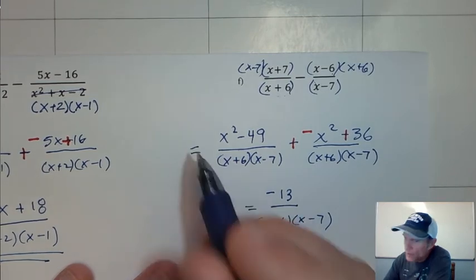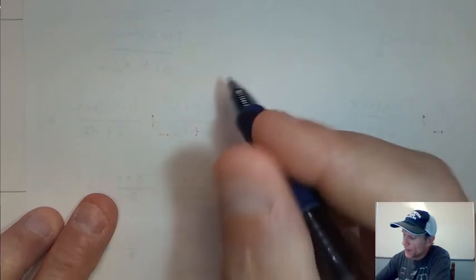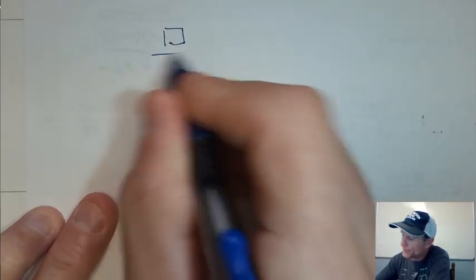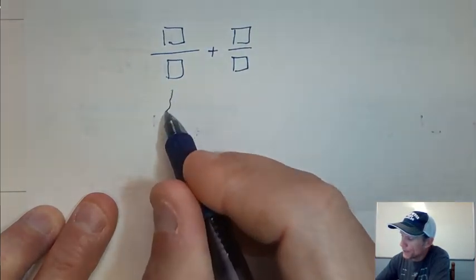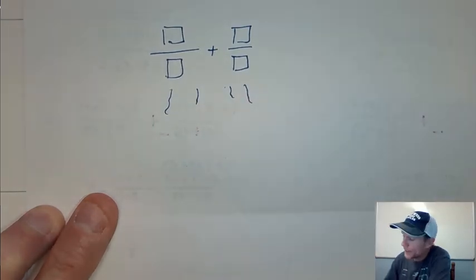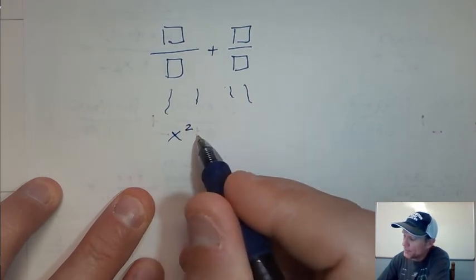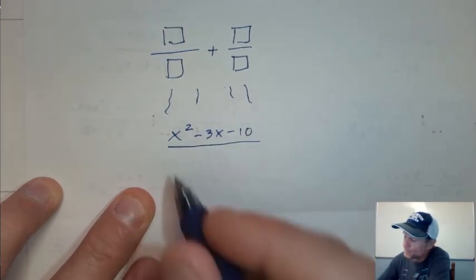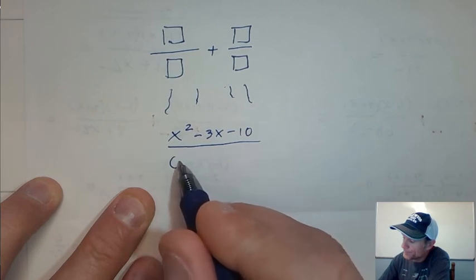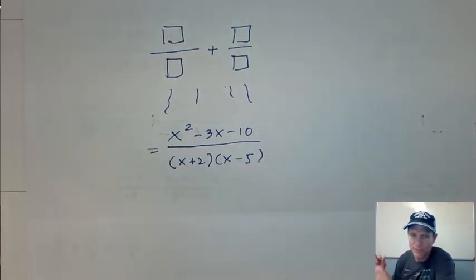I just want to show you one more thing in this video. It's not on the worksheet, but I did want to show you that if you work out a problem, you have a rational expression plus a rational expression, and we do all the work, and let's say we ended with x squared minus 3x minus 10 over x plus 2x minus 5.